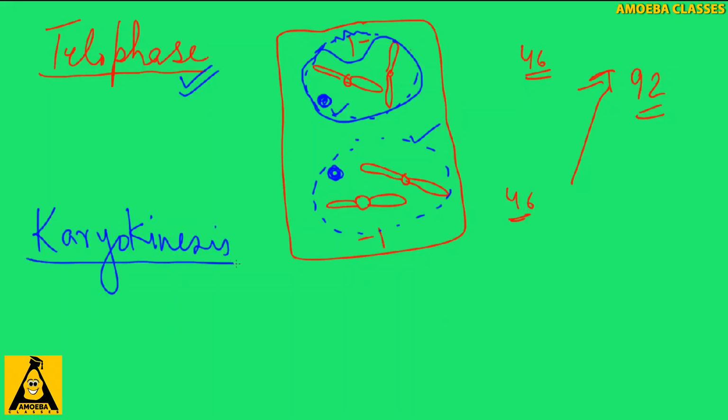Karyokinesis. We have completed what? Karyokinesis, and in karyokinesis we have discussed prophase, metaphase, anaphase and telophase. After this, the nucleus is already divided, and the next step now will be cytokinesis. Got it? Now let's switch to the book so that you can understand more properly.